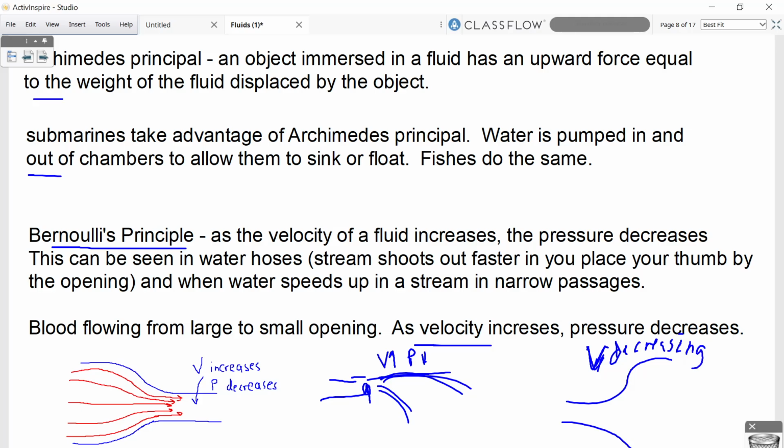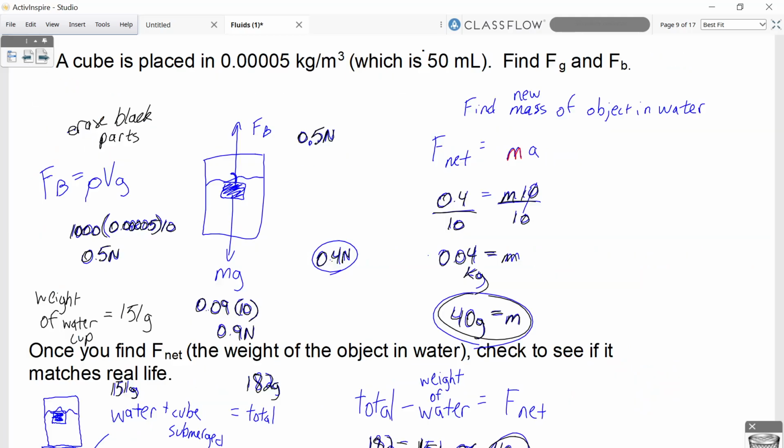I'm having trouble writing here. It's not letting me. I promise you I don't have that bad of a handwriting, but it's just not letting me. But as the water is going through here, if it starts slowing down, then the pressure is going to increase, okay? So that's if it's going backwards. But all you have to do is memorize that. Velocity increases, pressure decreases. If it's the opposite, if velocity decreases, then pressure increases, okay? It's just something that you'll have to memorize.